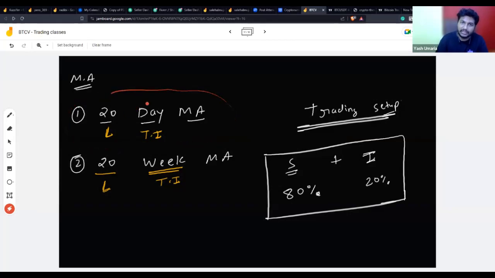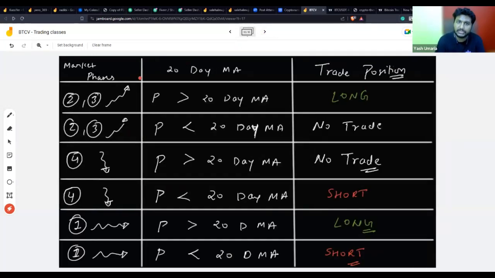The 20-day moving average indicator provides the sentiment of the market on a lower time interval, let's say 2 weeks or 5 weeks. The 20-week moving average indicator provides the sentiment of the market on a larger time frame, so maybe a year or 1.5 years. We have also discussed how to use these, based on the 20-day moving average and our market phases, what kind of position you should take while trading.